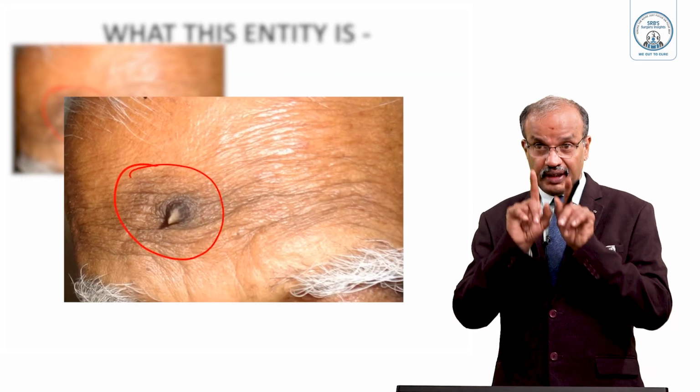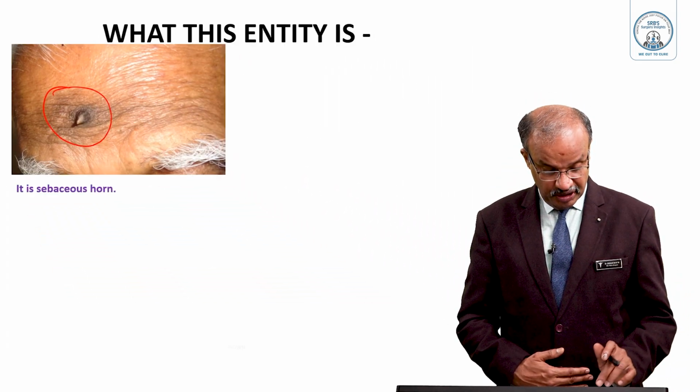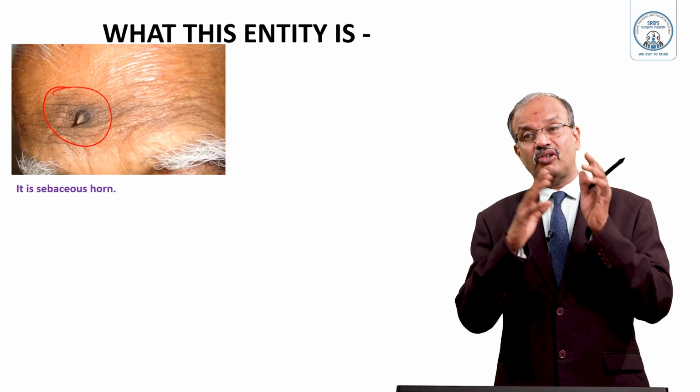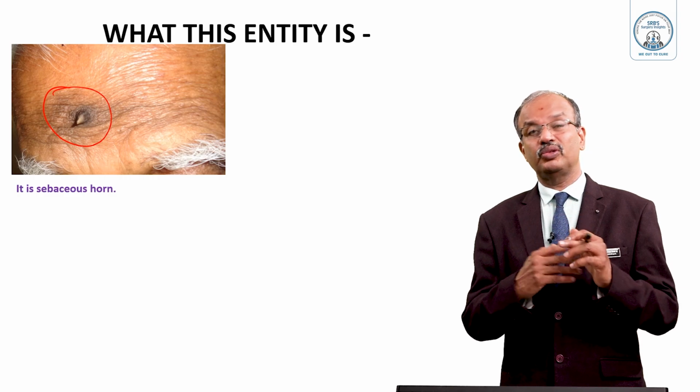Look at this. It is projected like this. So very typical of sebaceous horn. One of the complications of sebaceous cyst is horn. Other than that, complications include cockscomb specular tumor, infection, abscess formation, all those things.